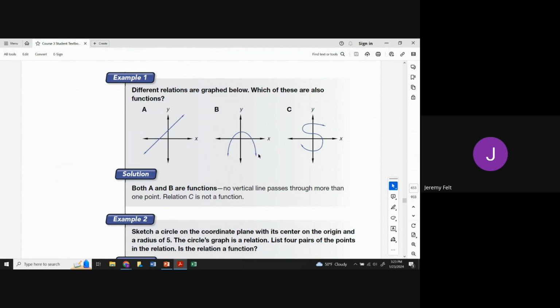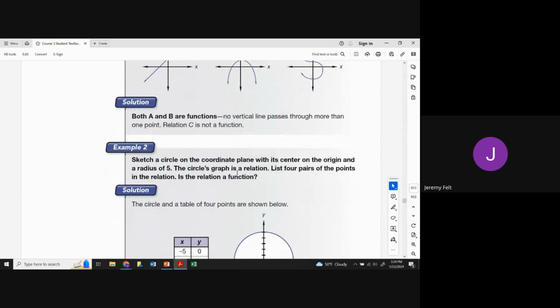B, even though this is going down steep, it's still not going to cross more than 1 point, whereas C, this S-shaped graph, obviously we could use the y-axis as our vertical line, and it hits 1, 2, 3 points. So if we put in x for 0, we should only get one output, but we actually get 1, 2, 3 outputs. So C is not a function.